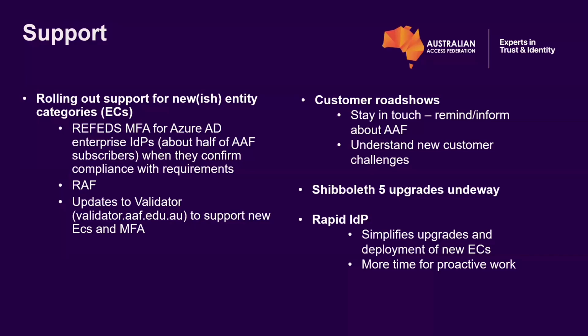So, support: rolling out support for newish ND categories. We currently certify Research and Scholarship. We are looking to have the technology to implement the remainder of the ND categories, which is anonymous, pseudo-anonymous and personalised. We're also looking at COCO, but I need to talk to you again about that, just for our IDPs to support it, not for our service providers to want it, and if that's allowed or not.